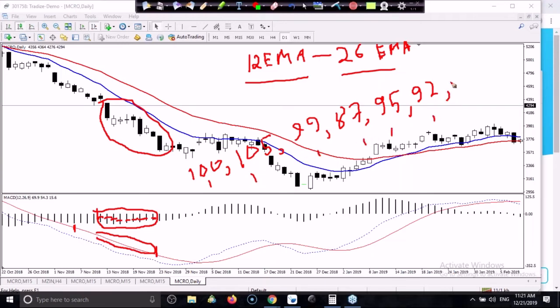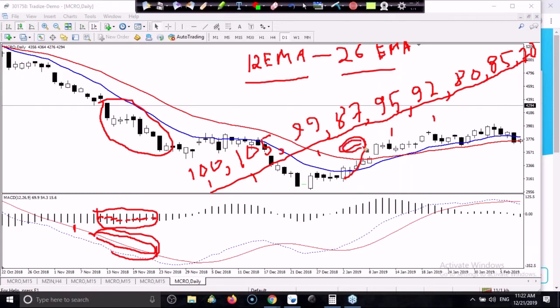1, 2, 3, 4, 5, 6. We need 3 more, 85 and another one 70, suppose. So suppose this is the value for this 9 days period, divided by 9. Got it? What result comes? This signal line is forming. Is it clear?